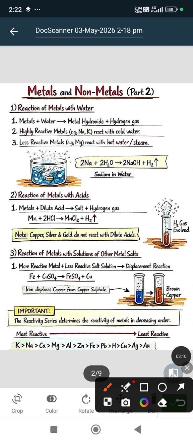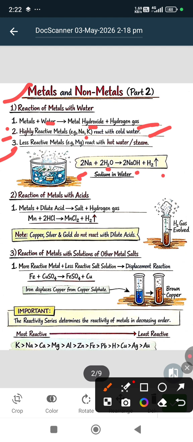Now, reaction of metals with water. When metals react with water, they form metal hydroxide and hydrogen gas is released. Number 2, highly reactive metals, sodium and potassium, react with cold water. Number 3, less reactive metals react with hot water or steam, example magnesium. 2Na plus 2H2O gives 2NaOH plus H2.